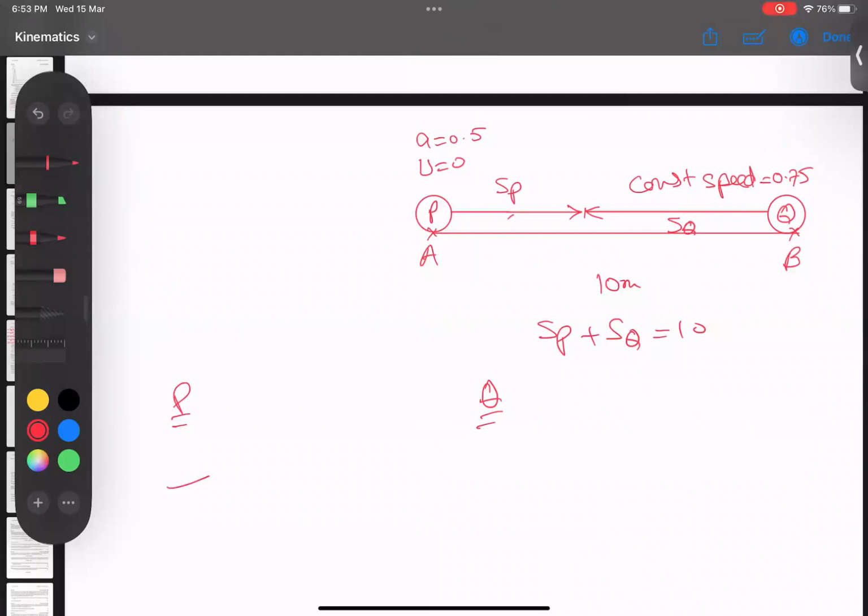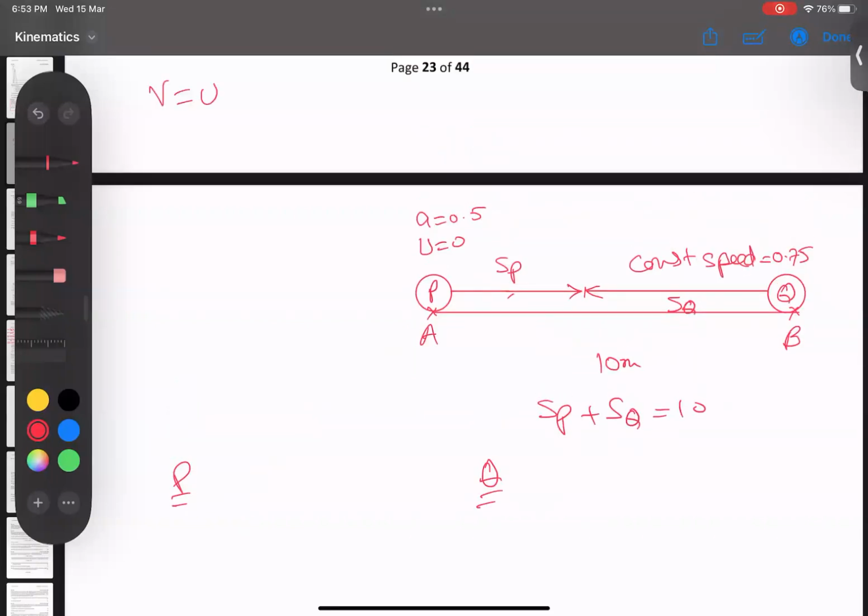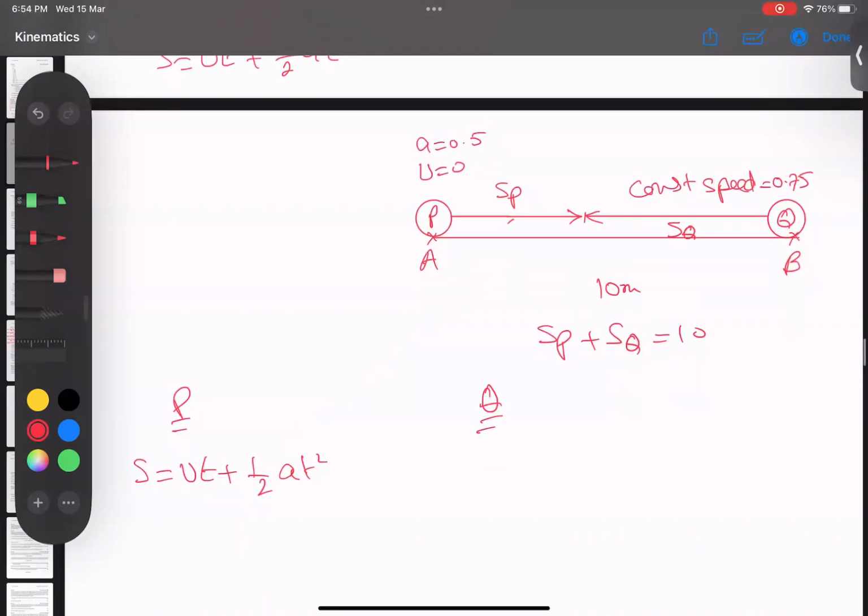For particle P, the data is mentioned clearly and I want to find the distance. So what is the formula? The first equation of motion, V equals U plus AT, is not working here. S equals UT plus half AT squared works here. So SP is the distance traveled by particle P, U is 0, acceleration is 0.5, and T squared.